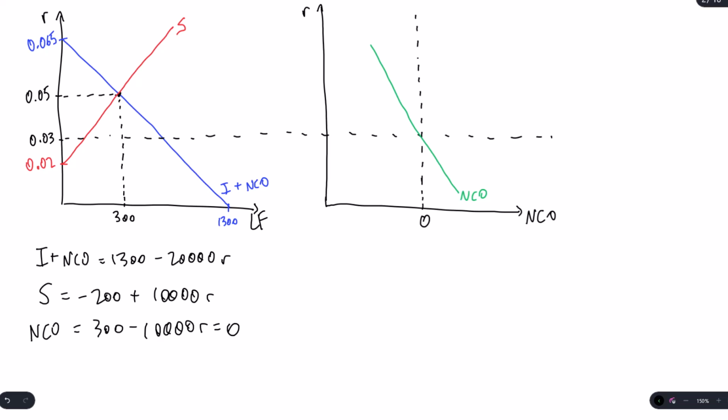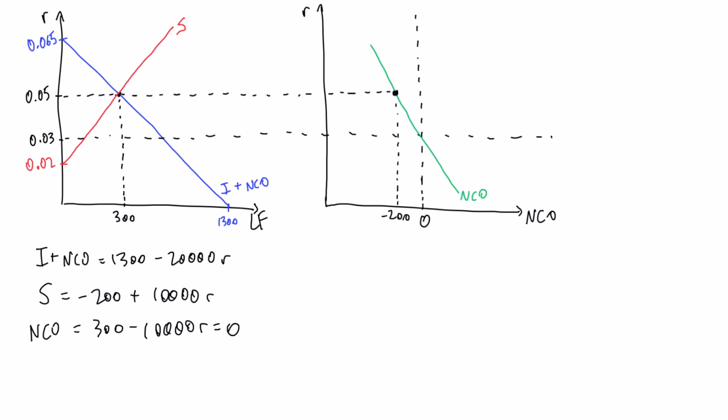The last thing we need to do for right now is to carry over our equilibrium interest rate of 0.05 all the way over to the NCO graph, because that's going to be the point of our NCO, which we calculated a minute ago as negative 200.